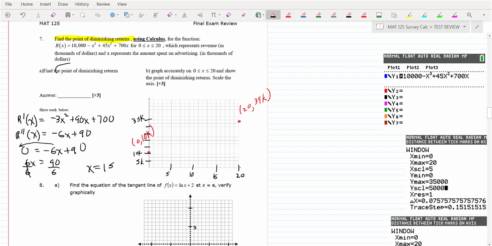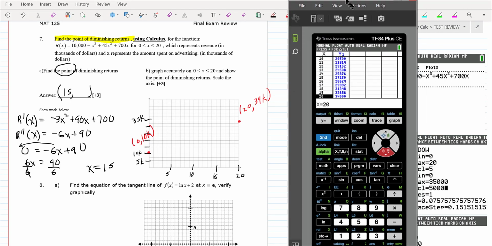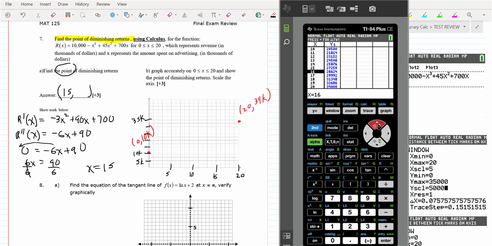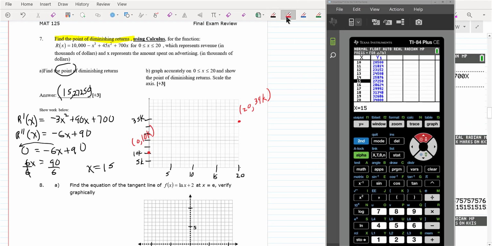Now the other thing is, I say point of diminishing returns. That means I want a point. I don't want just 15. 15 would be how much I get, what x represents. Now what you do here is just use your calculator. I'm having you graph anyway, and you could look this up on the table of values, and there you have it. So it would be 15 and 27,050. Then I would just plot that. On my graph, I go over to 15 up to about wherever 27 is, somewhere in there, just estimate it, and then maybe label it.